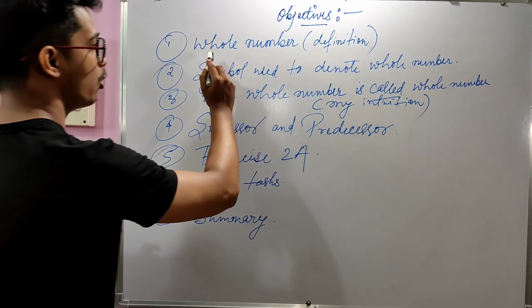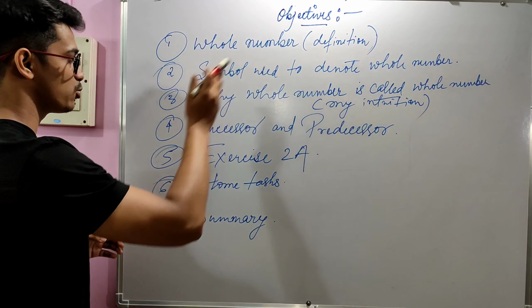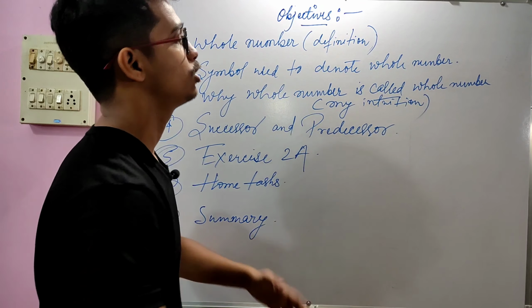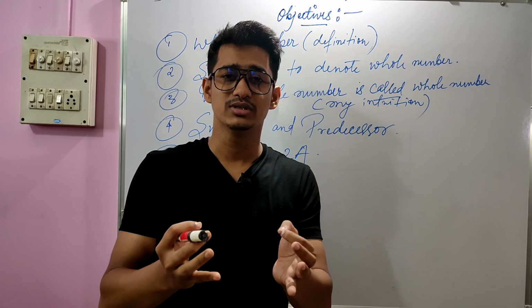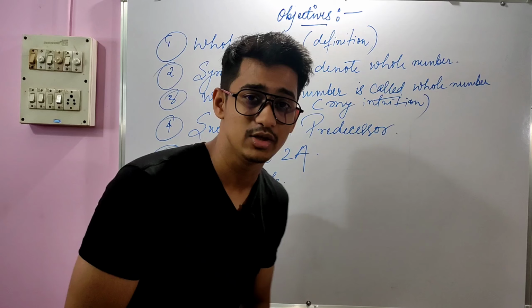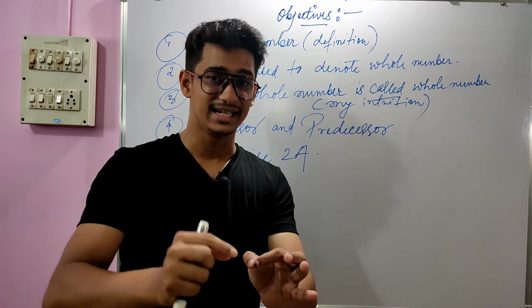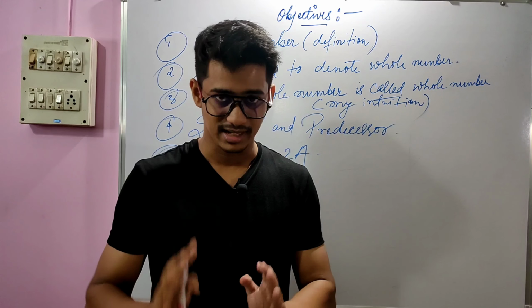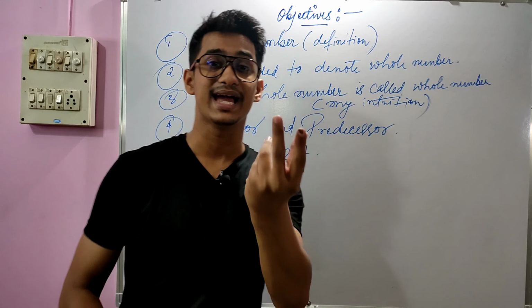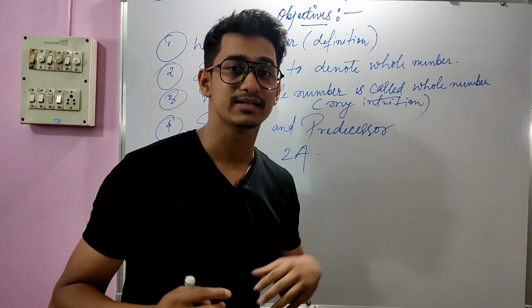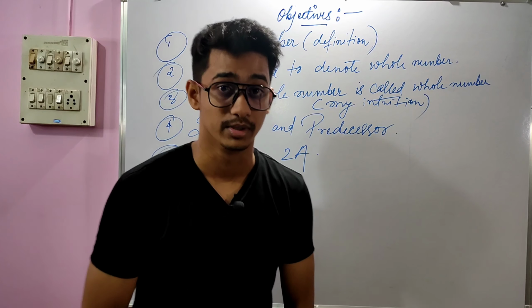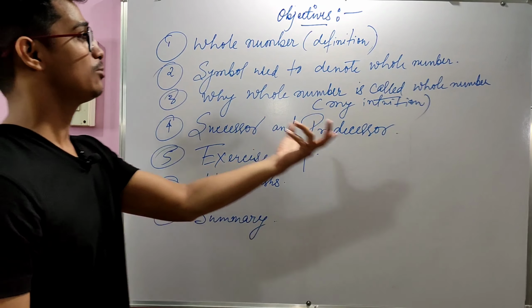First of all, whole number definition. Next point is the symbol used to denote whole number, that is, which abbreviation we use, basically i.e. For whole number, what is the symbol that we can use so that people can understand that we are actually using whole number. Next point is why whole number is called whole number.